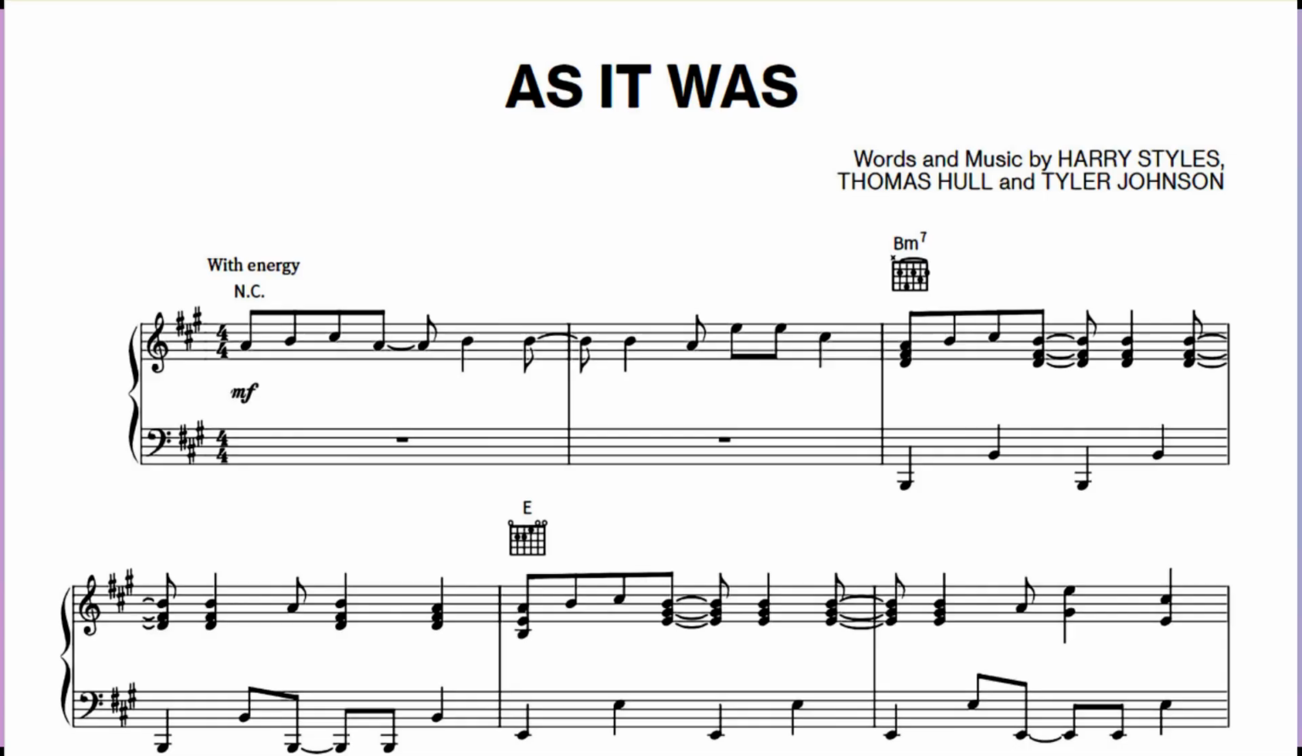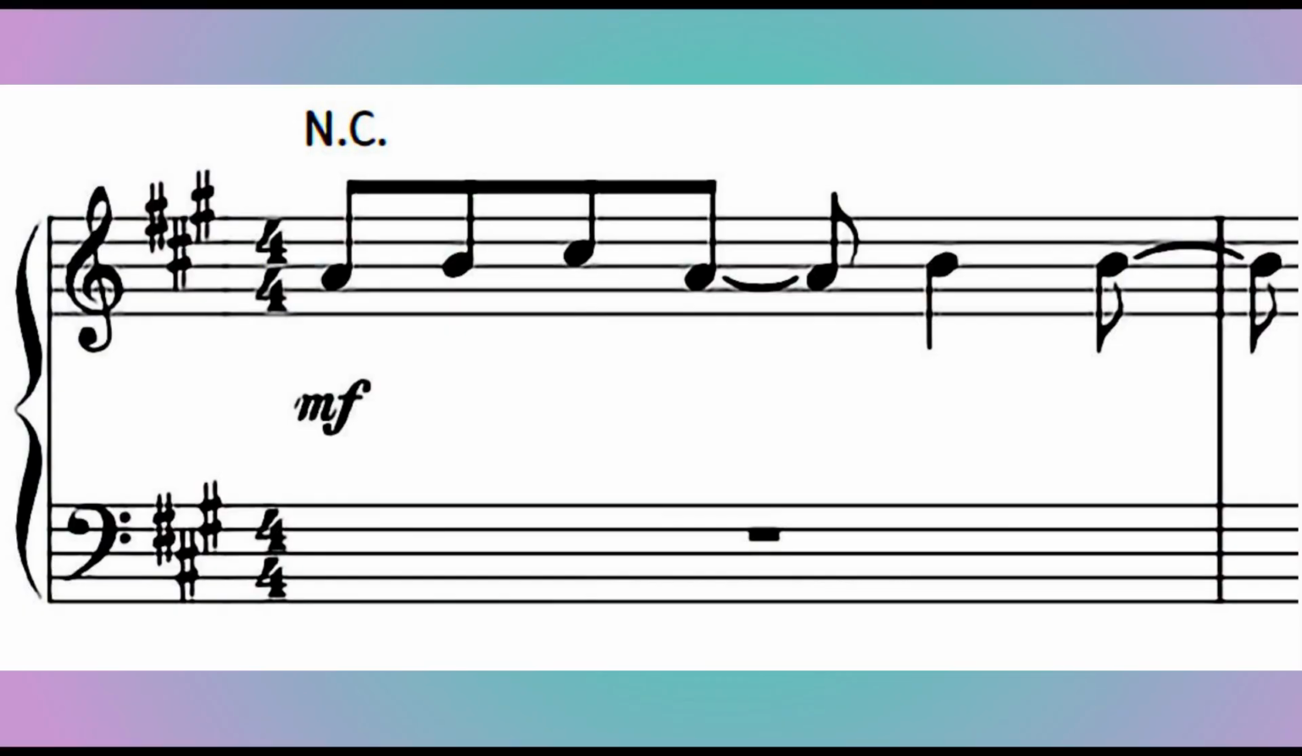Let's put these ideas into practice now. Here's the beginning of As It Was by Harry Styles. See if you can identify the clef, key signature, and time signature. Looking at just the beginning, we see that we are using both the treble and bass clef. Our key signature has 3 sharps, and our time signature is 4/4.